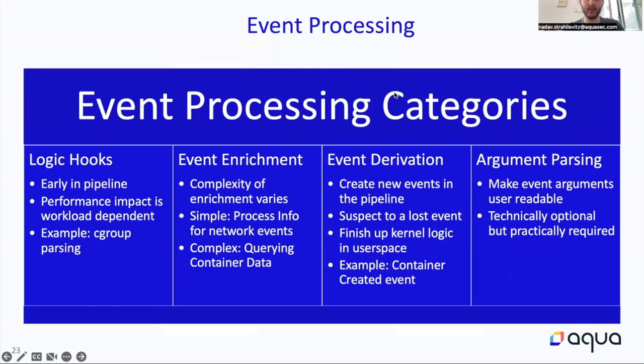Finally, we have argument parsing, which is the last hook point for logic in the pipeline, and this is done in order to make arguments user-readable. For example, some of our arguments come in the form of numbers, like ptrace requests and file descriptors, so you can translate them to a form readable by users. This is technically an optional stage, but writing Golang rules usually requires this stage.